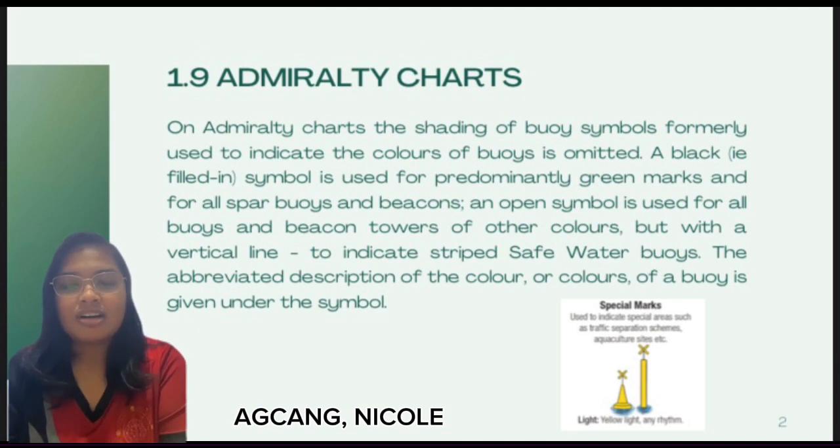On Admiralty charts, the shading of buoy symbols formerly used to indicate the colors of buoys is omitted. A black symbol is used for predominantly green marks and for all spar buoys and beacons. An open symbol is used for all buoys and beacon towers of other colors, but with a vertical line to indicate striped safe water buoys. The abbreviated description of the color or colors of a buoy is given under the symbol.